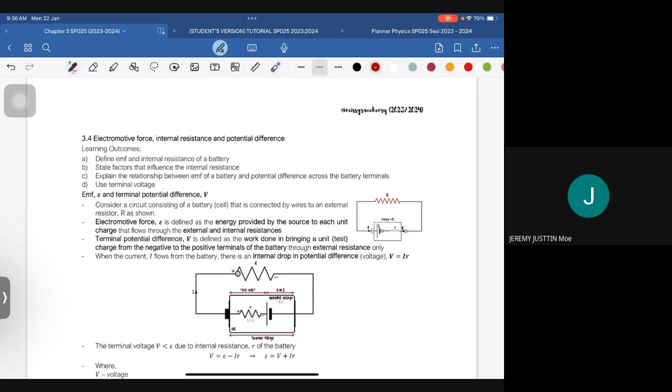So electromotive force simbol dia adalah epsilon. Okay, ini dia ada persamaan dengan kamu punya chapter 2. So di sini yang budak selalu confused. Dorang confused sebab dorang always assume yang epsilon untuk soalan 2 is untuk soalan 3. Okay. Obviously memanglah ada persamaan sebab yang ini boleh written as voltage juga.